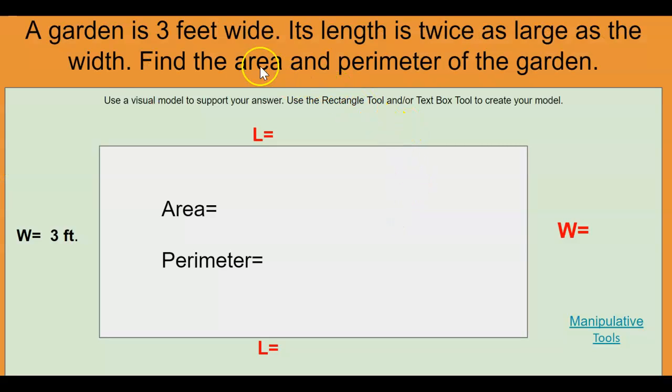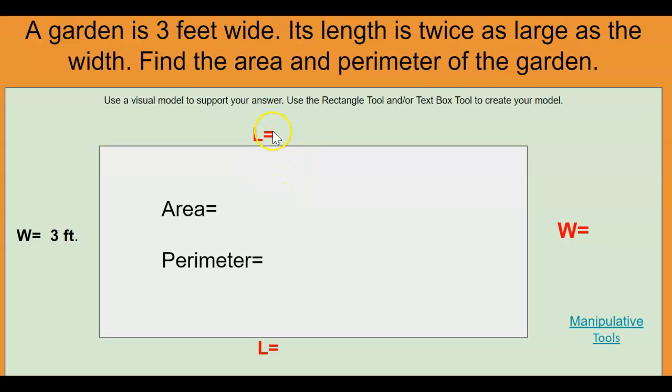This is our next slide. A garden is 3 feet wide. Its length is twice as large as the width. Find the area and perimeter of the garden. So I've gone ahead and drawn your rectangle here for your visual model.